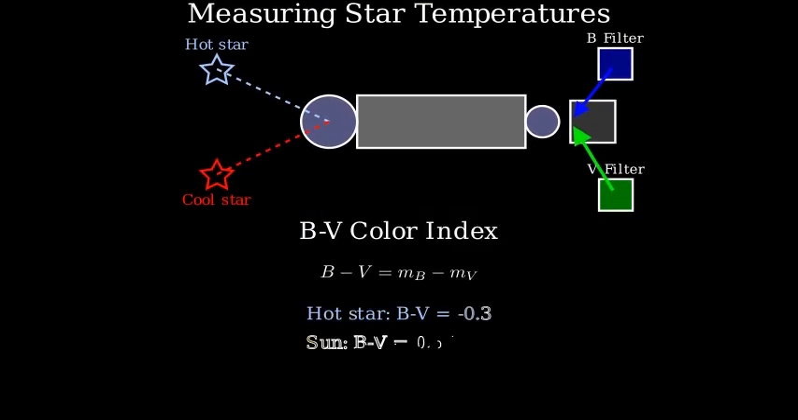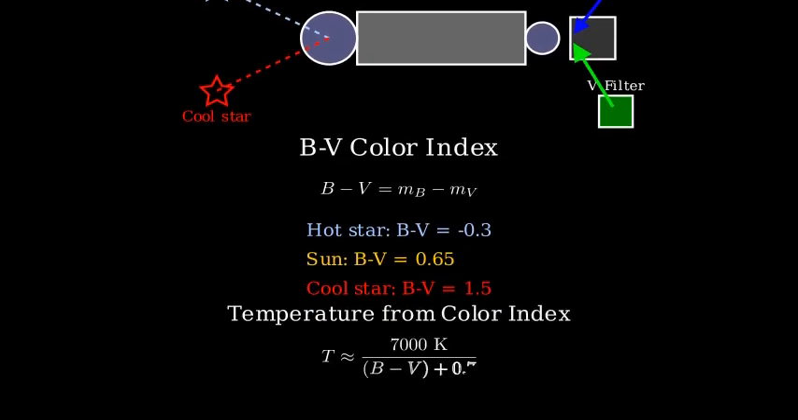Hotter stars will be brighter in blue light compared to visual light, giving them a more negative BV index. Cooler stars are brighter in visual light than blue light, resulting in a more positive BV index. This method allows astronomers to measure temperatures quite precisely, even for stars that are extremely far away.